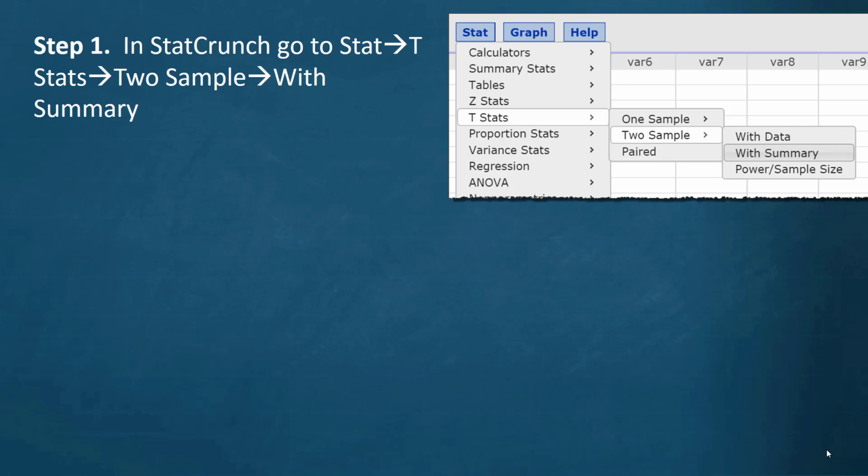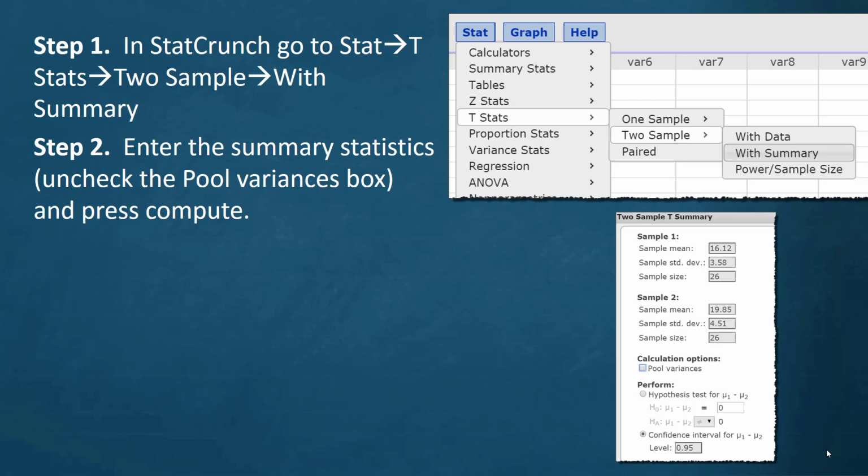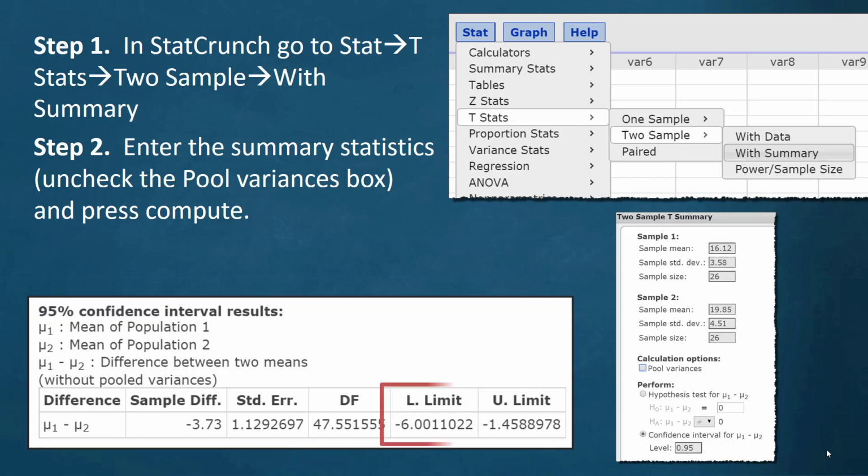we're going to go to Stat, T Stats, 2 sample with summary. So you're going to enter in your summary statistics. We generally are not going to pool the variances in here unless you're doing a textbook problem, possibly in my MyMathLab. You'll need to pool the variances. So if you happen to miss it and you didn't pool the variances, just go back and pool the variances.